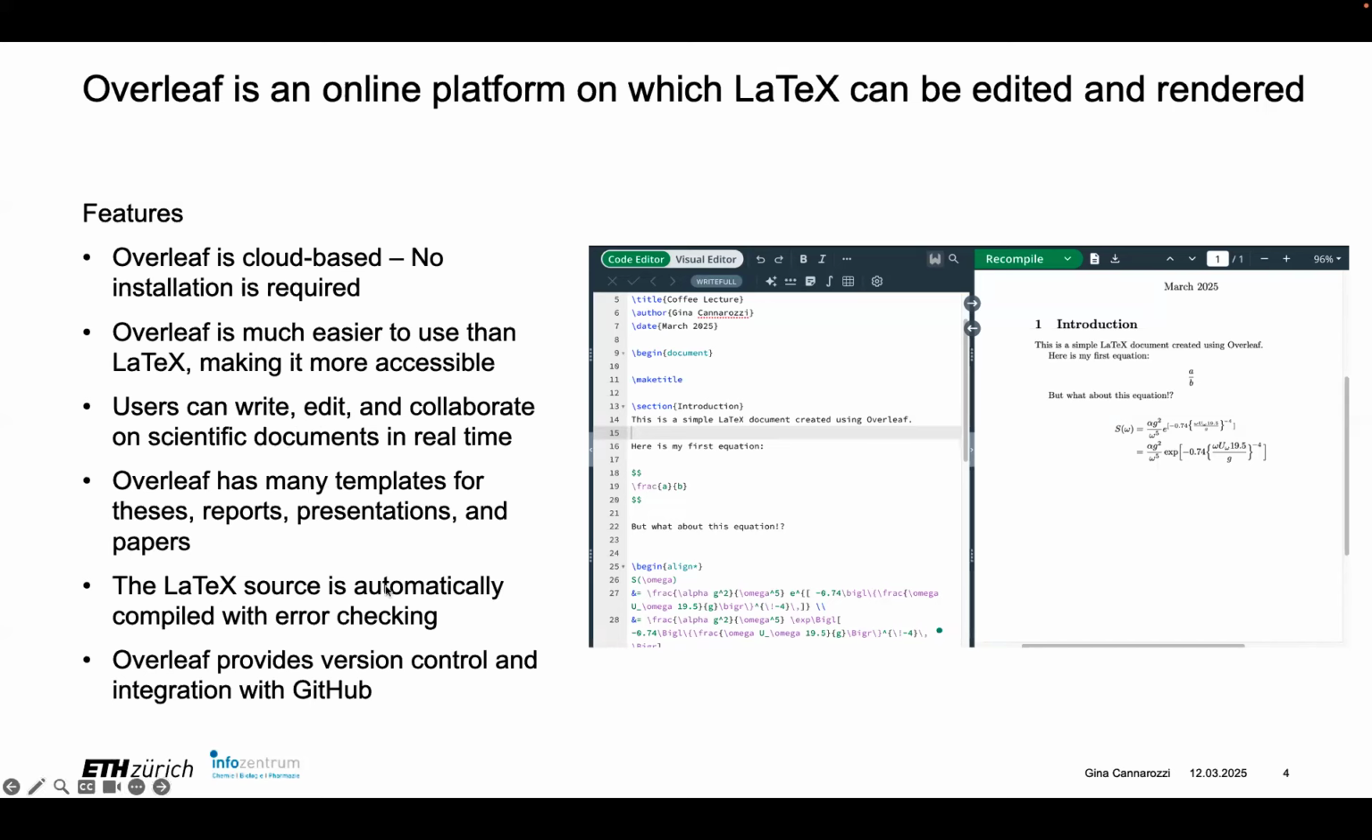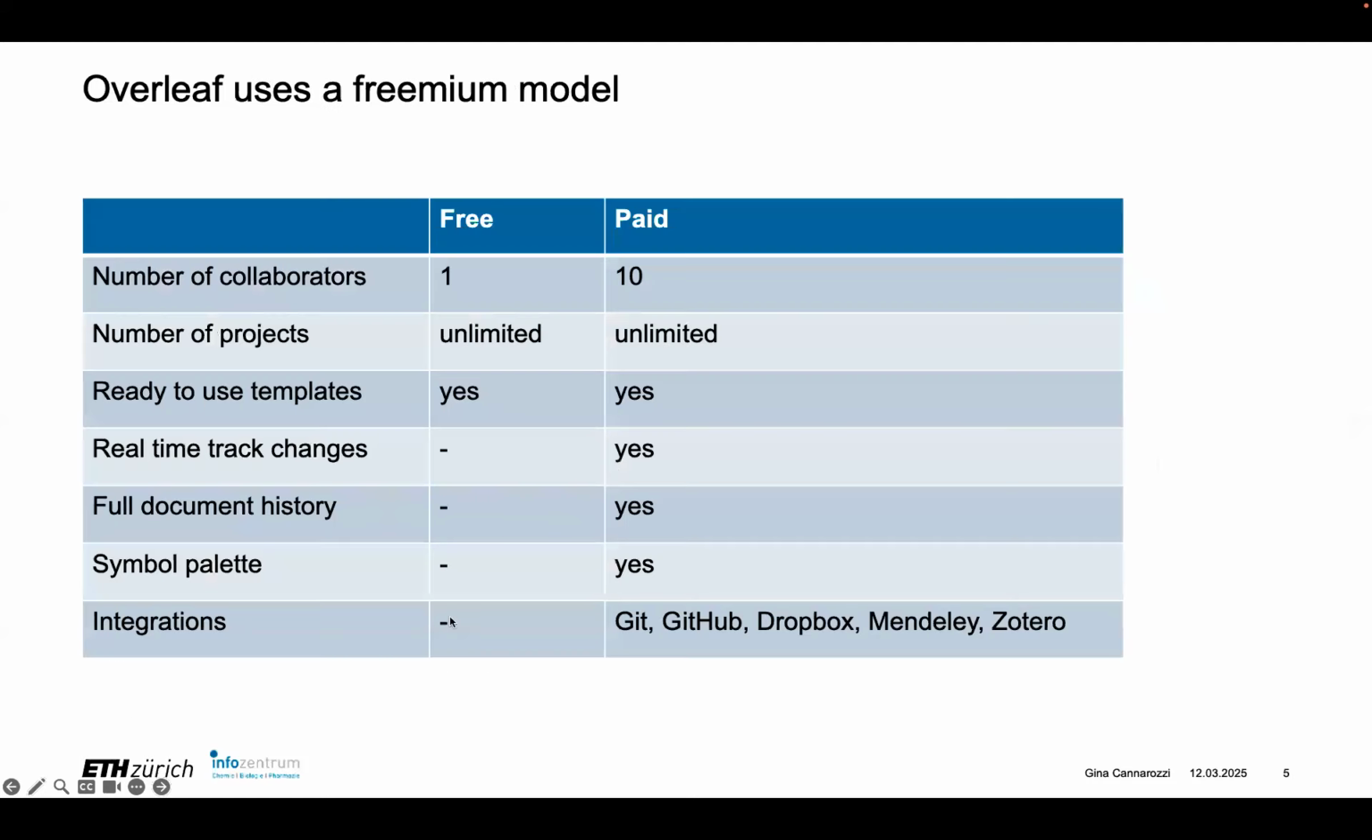It has error checking when you write the LaTeX source, and it also has integration to a lot of different tools such as GitHub, and we'll look a little bit more at that. So Overleaf uses a freemium model. That means they have a free version that you can use with fewer features than the paid version. So for example, in the free version, you can have one collaborator, in the paid version, 10 collaborators. The numbers of projects and the templates are unlimited for everybody.